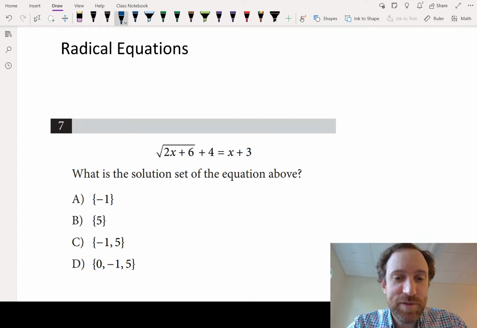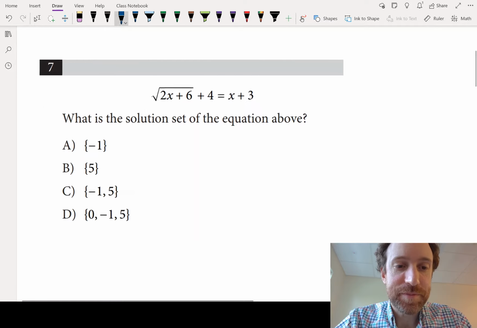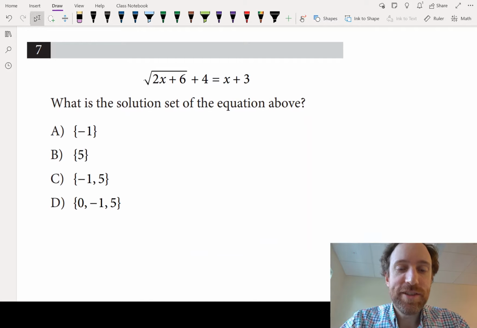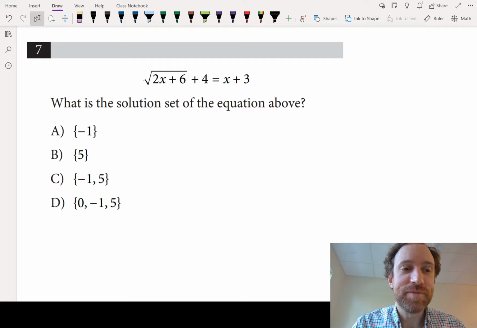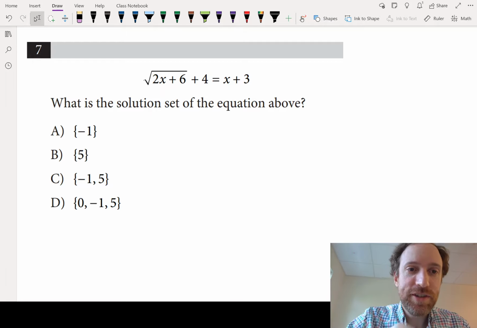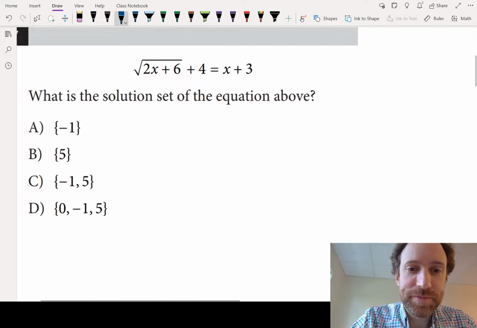So here's an example from one of our tests. What is the solution set to the equation above? I think you might already have an idea for how to solve this, so let's go ahead and pause the video and see if you can give this a solve. So here's what I would expect to see.